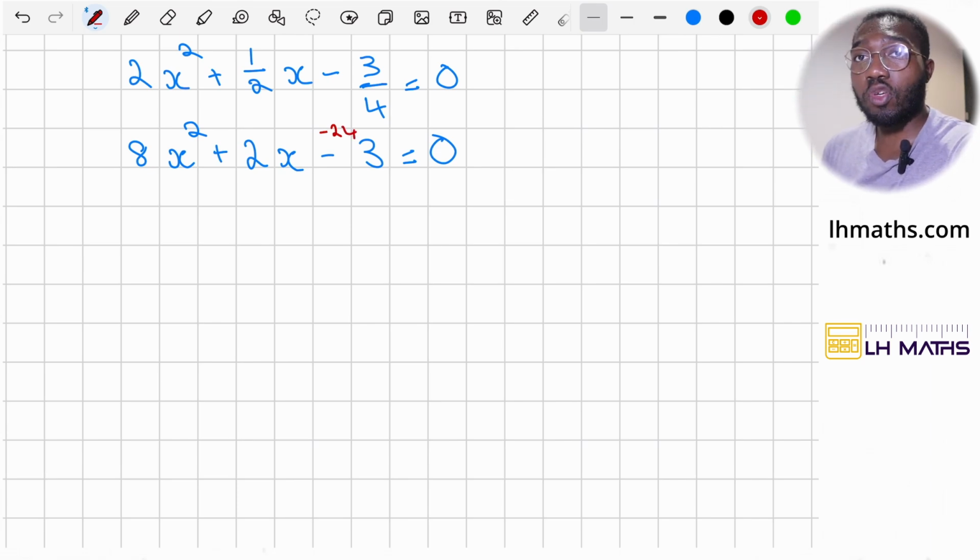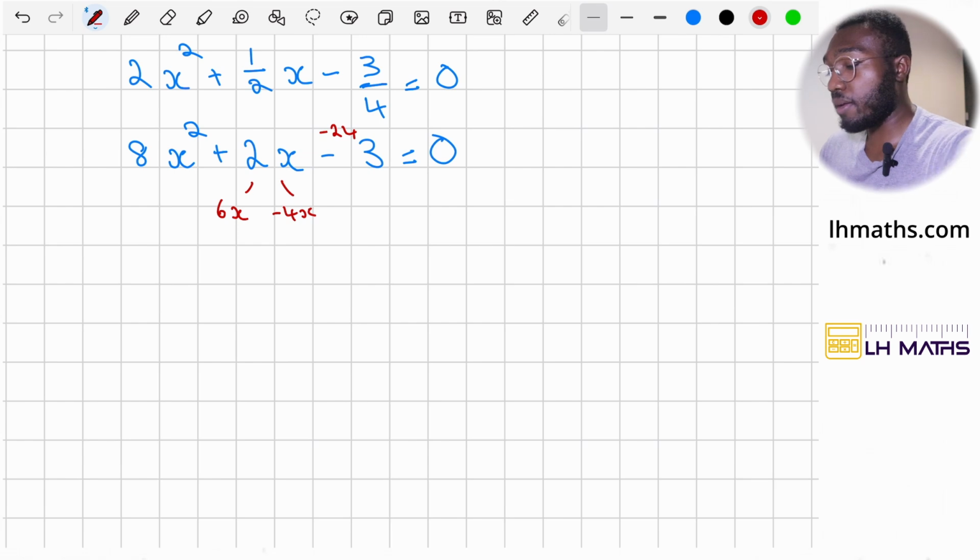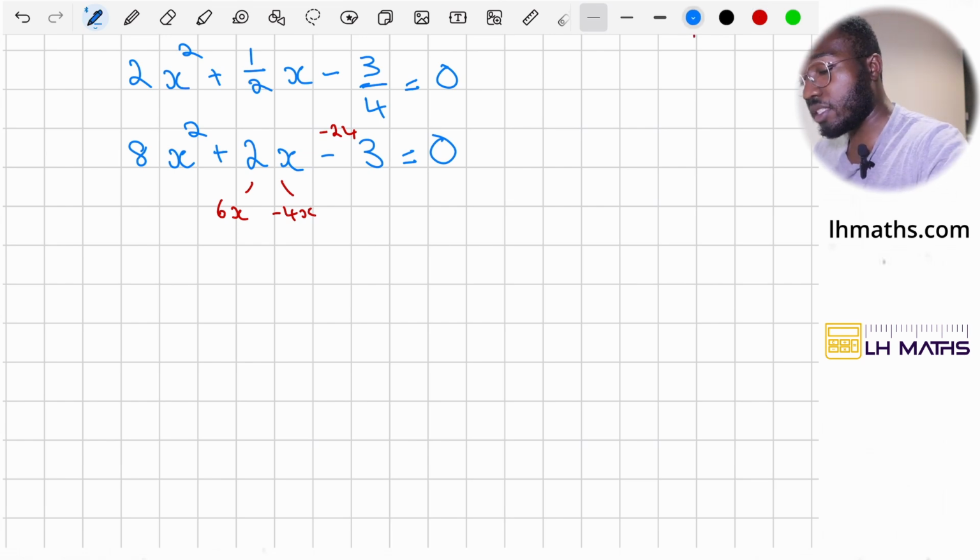And then if we just think of two numbers which can sum to make 2 and times to make minus 24, that would be a 6x, and that would be a minus 4x, okay? And then we can just factorize these separately, okay? So we now have 8x squared plus 6x, and we now have minus 4x minus 3, and now we can just factorize these separately.